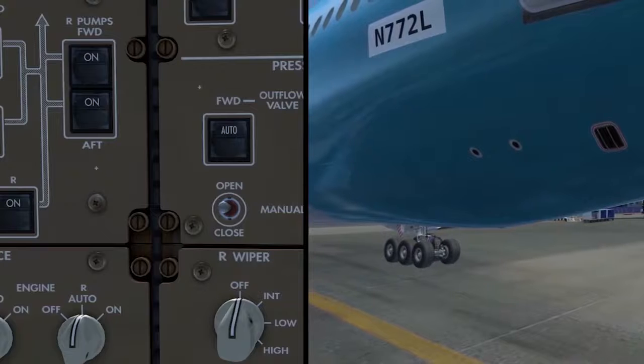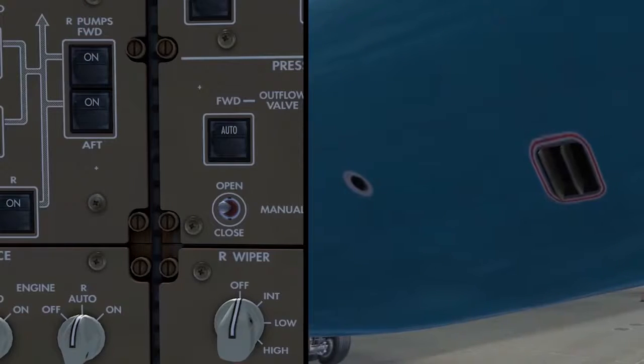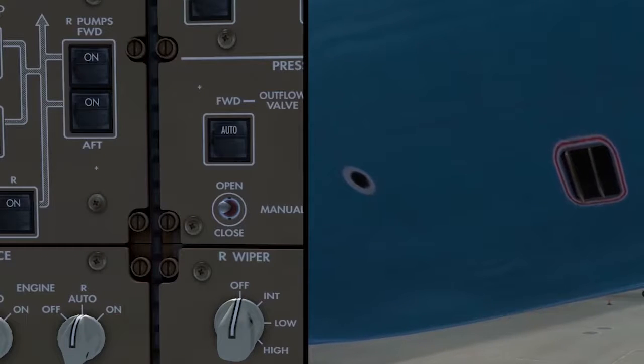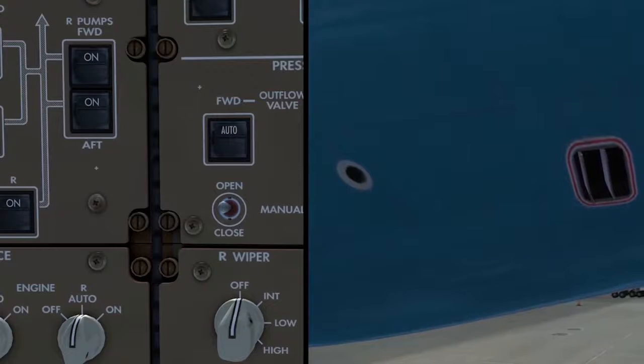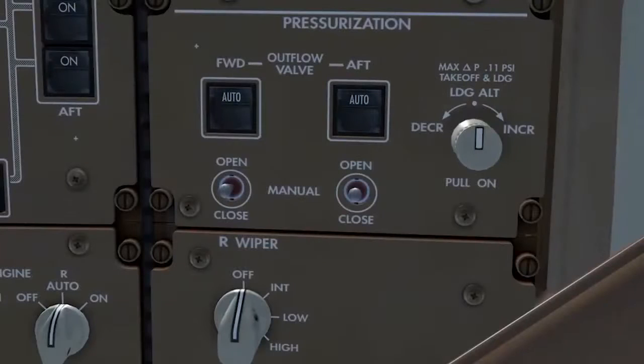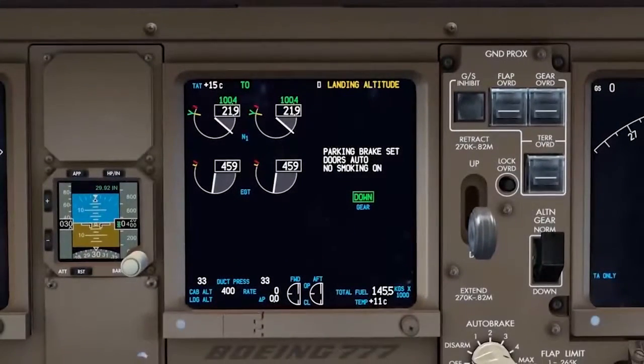If the switch is moved up to the open position, the related outflow valve is driven to move towards open, similar to when the switch is in the closed position. Intermediate valve positions can be selected. It does not have to either be fully open or fully closed. Whenever the manual mode is selected in either outflow valve, pressurization system indications automatically appear in the ICAS display, which leads us to the cockpit indications part of this lesson.